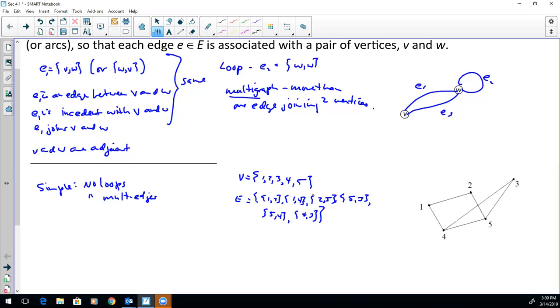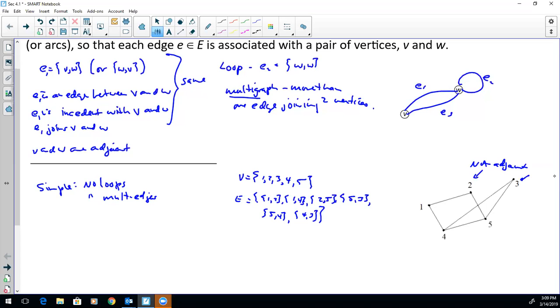Now, so this is a simple graph here. No multiple edges, no loops. Also, take a look at vertex 2 and vertex 3. We would say that those are not adjacent. Okay, so these two guys aren't, because there is no edge joining them. They're next to each other on the picture, but they're not next to each other in the graph.